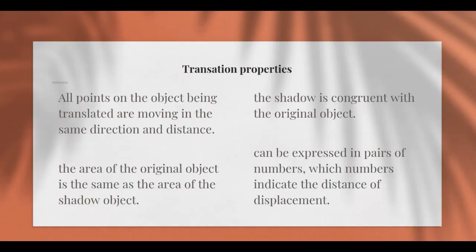Translation properties: all points on the object being translated move in the same direction and distance. The area of the original object is the same as the area of the shadow object. The shadow is congruent with the original object. It can be expressed in pairs of numbers, which indicate the distance of displacement.